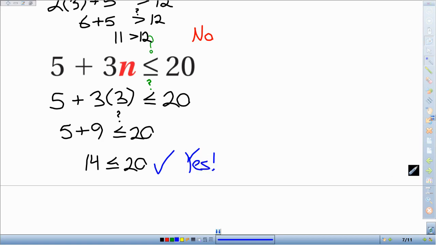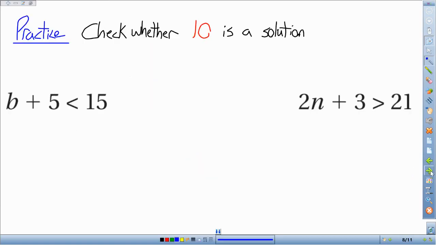Okay, cool. I'm going to have you guys go ahead and try one of these. Okay, so your practice problem, we're going to check whether 10 is a solution here. So get those directions because they're new. We got a new number in there. Go ahead and copy these 2 problems, plug it in, and see if it actually works. Okay, try it out. Okay, so really simple math, right?